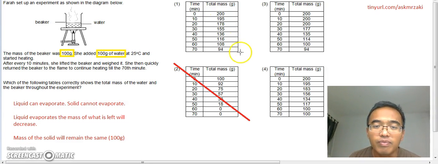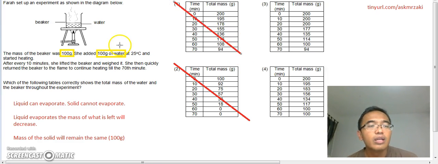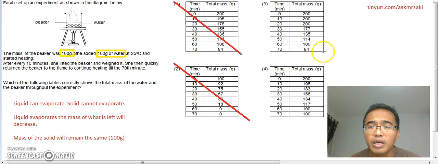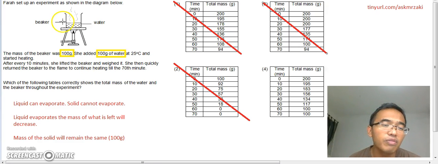Look at option 1. Here, 94 grams left. Not possible. Why is it not possible? Because the beaker cannot evaporate. The beaker will always be 100 grams, right? How about option 3? Still not possible. Why? Again, here you see 94 grams. That means it's lower. The beaker became lighter than before. Not possible because the solid here cannot evaporate.